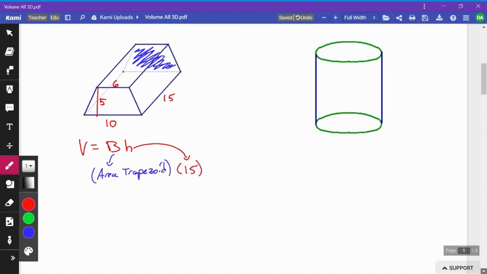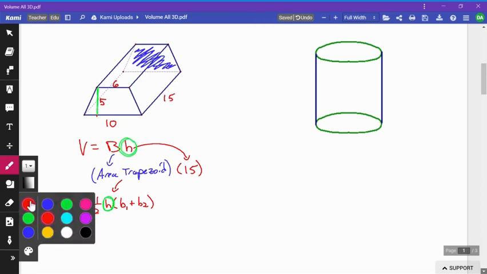So if I remember the area of the trapezoid, the equation is 1/2 the height times base 1 plus base 2. Now some kids get confused with this height. Now this height is different than the height of the object. The height of the trapezoid refers to this length of 5, where the height of the object refers to something else, which is 15. So pay attention to the different numbers that we have. Even though we have the same variable here, they have different meanings.